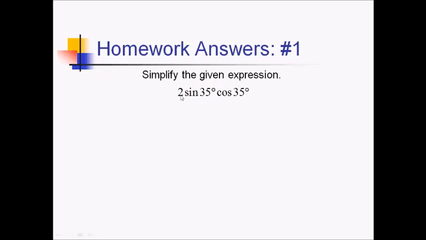For number 1, we're trying to simplify this expression. Now this pattern of 2 sine of something cosine of something is really just sine of a double angle, sine of 2 times the something. So here we can rewrite this as sine of 2 times 35, which is just sine of 70 degrees.